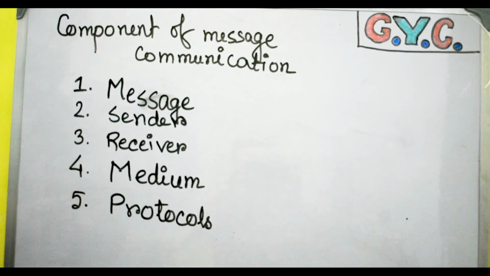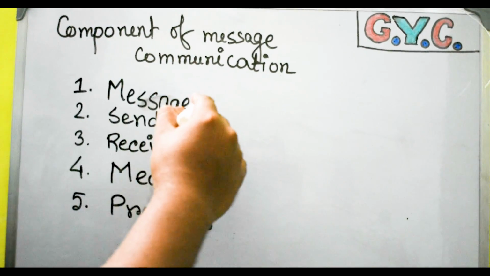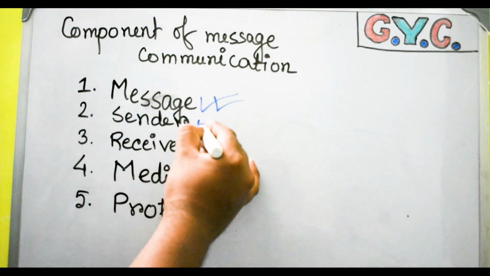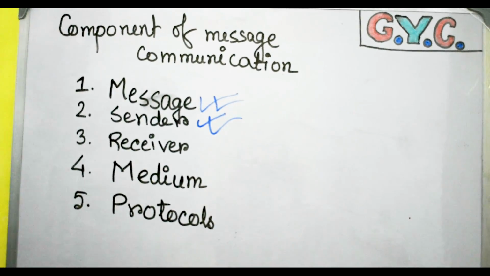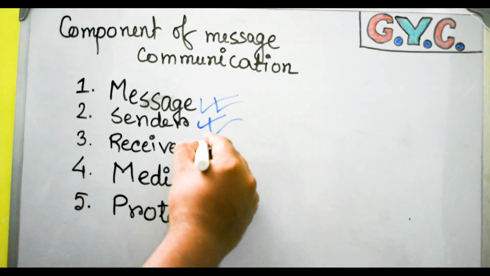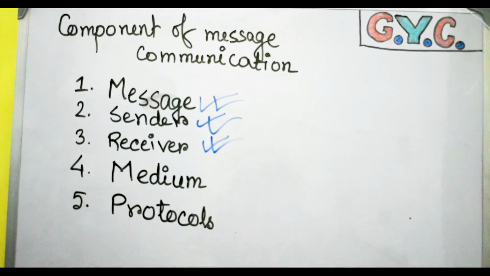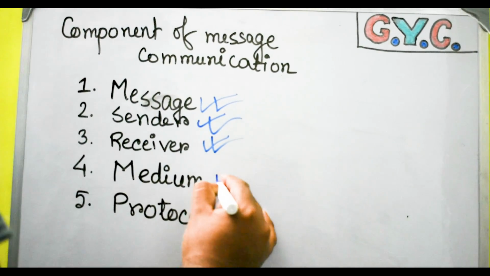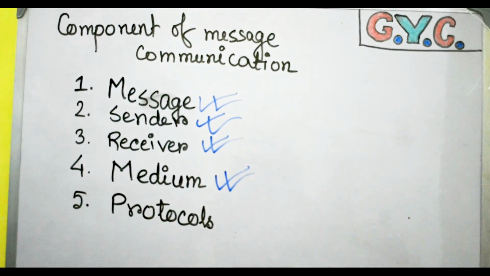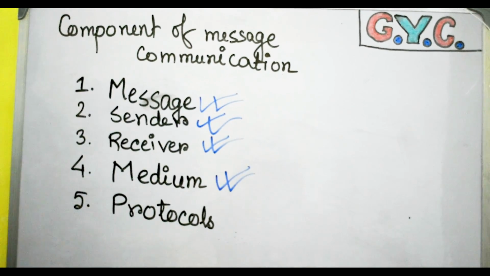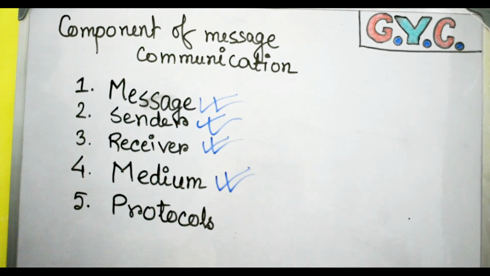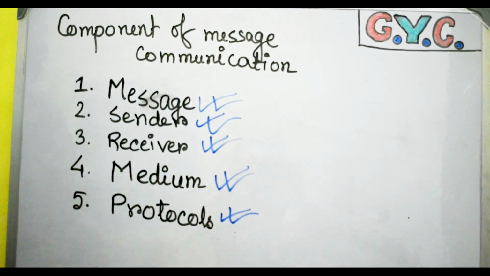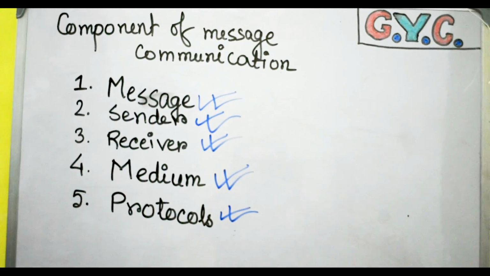The first thing is we need a message. Second, we need a sender who wants to send the message. Next is the receiver, who needs to receive the message. The next thing is a medium through which the sender will be able to communicate with the receiver. And the next thing is protocols. Protocols means some basic rules and regulations.